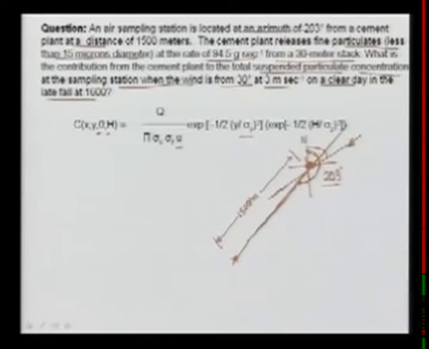Okay. So, how much is this angle? So, for the convenience, I'll just remove this now. Okay. So, this is my wind direction. That's where the wind is blowing, and this is my cement plant. And here I have set up a sampling station. This sampling station is located here, and wind is blowing in the direction as you see here.